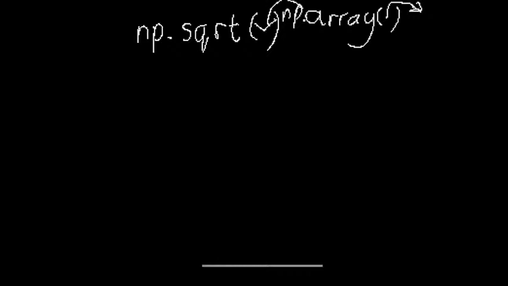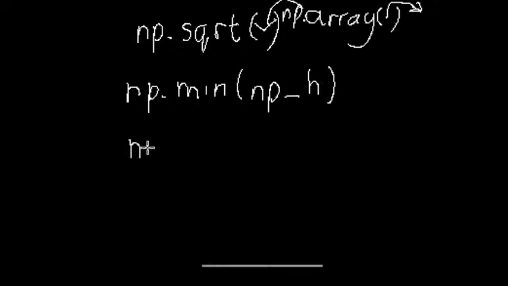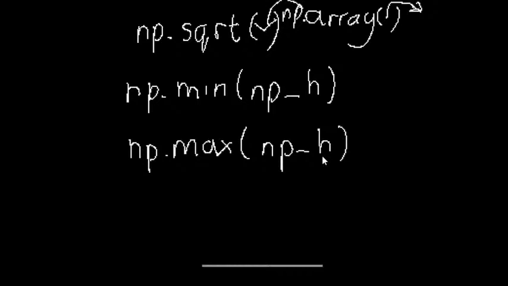We can also use it to check the minimum or maximum in a list. So we can say np.min and then np height. So we did that to work out what was the maximum height, I think. So what else?